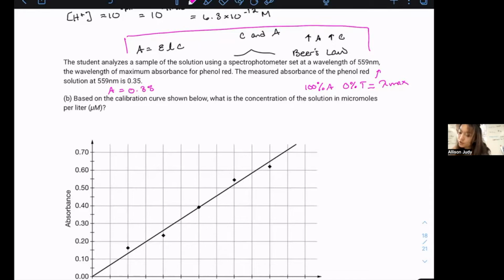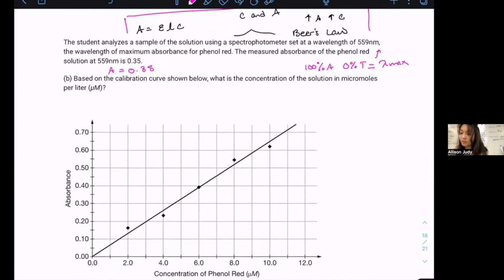Okay. So based on the calibration curve that we develop, because usually what the goal is with Beer's law, we want to create a linear trend so that if we were to put in any unknown sample with an unknown concentration, we could plot it according to the trend line, between the relationship between absorbance and concentration. What is the concentration of the solution in micromoles?